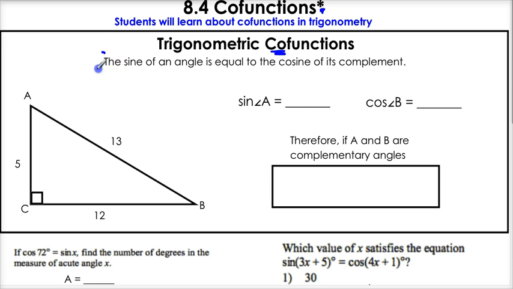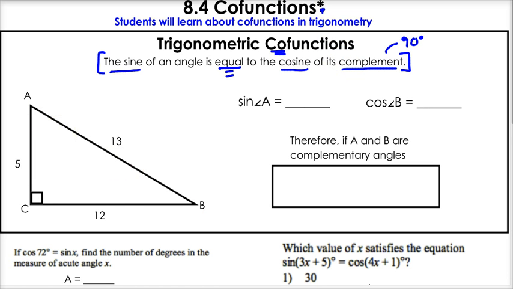Here's today's fact, and this is really what you're going to need to understand. The sine of an angle will be equal to the cosine of its complement. And a complement is the angle that makes it 90 degrees. I'm going to say this one more time. The sine of an angle is equal to the cosine of its complement. And so let's show you what that means.